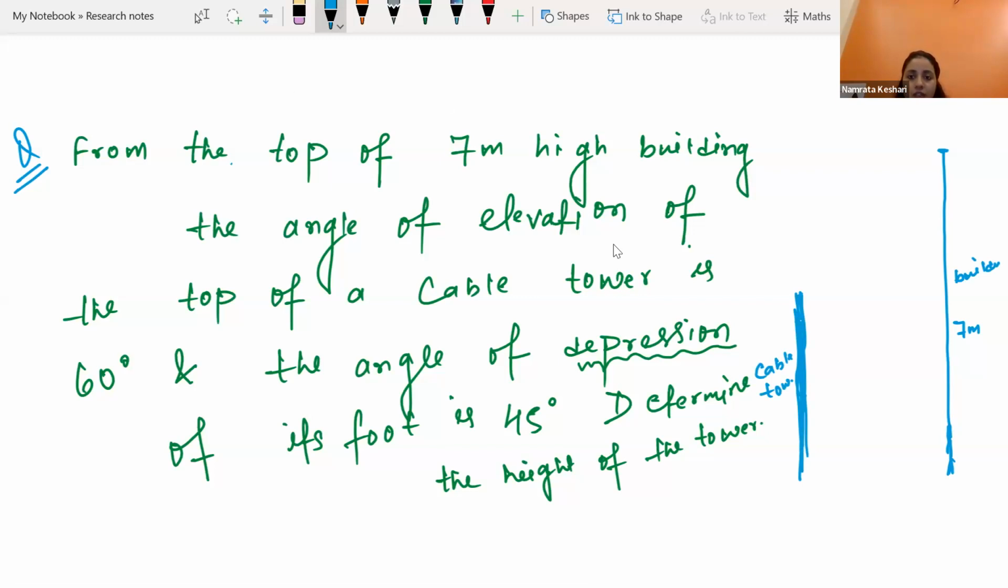Just a second. Have I drawn it like the tower should be bigger and the building should be smaller? Just a second. From the top of the 7-meter high building, the angle of elevation of the top of the cable tower is 60 degrees. The angle of depression of its foot, wait, just a second.